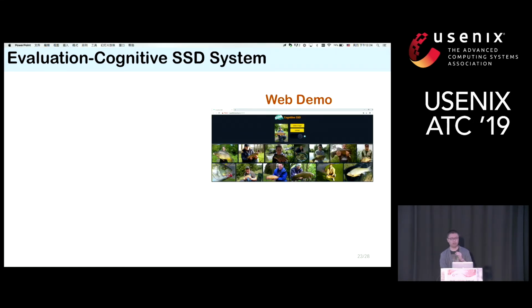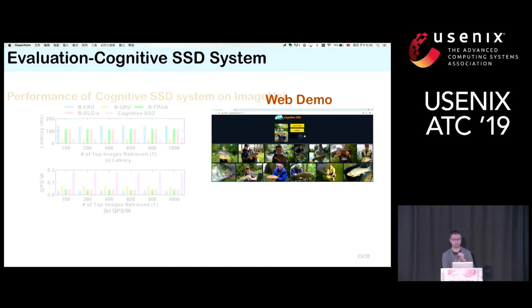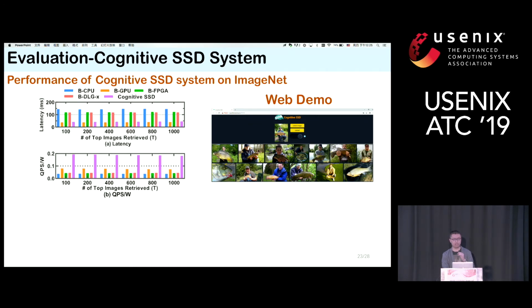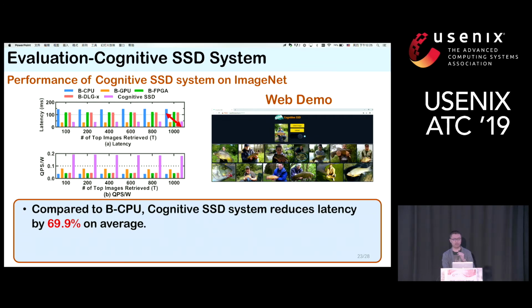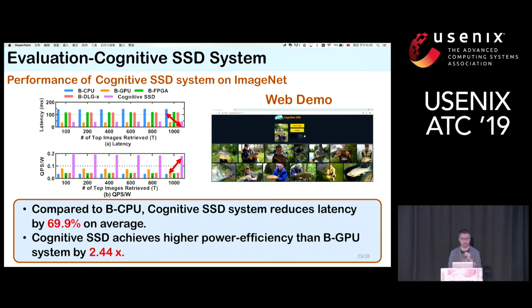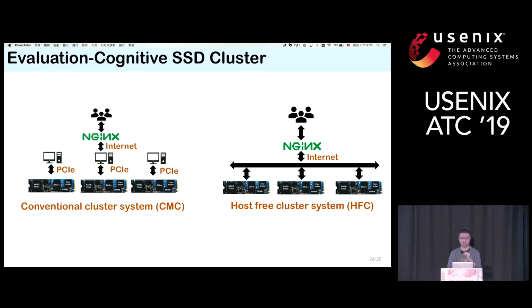We built a web-accessible CBR system to evaluate the latency of the system and utilize the metric of kbps per watt to evaluate the power efficiency of the system. The results indicate that the cognitive SSD could reduce latency by 69.9% on average compared to the CPU solutions and is more power efficient than the GPU-based system by 2.4 times. The cognitive SSD on a conventional cluster system only occupies 14.08% power consumption of the system.